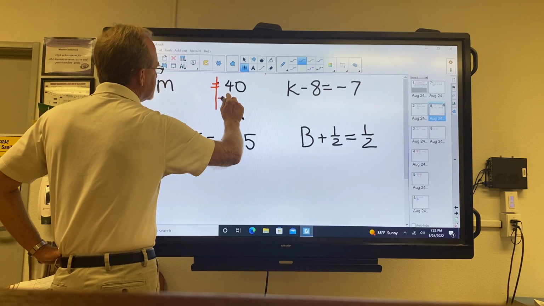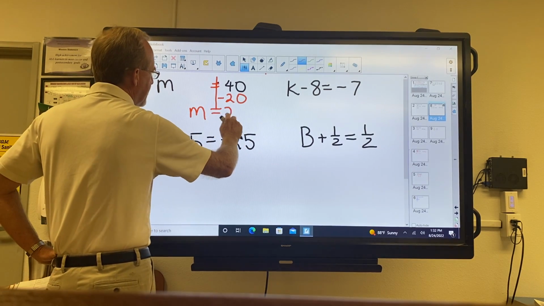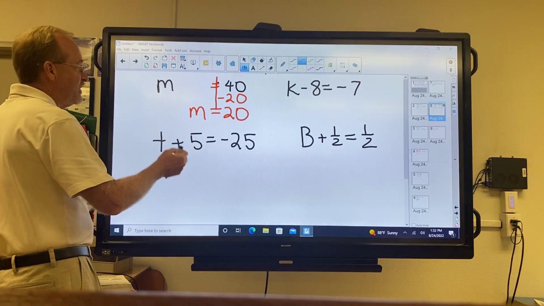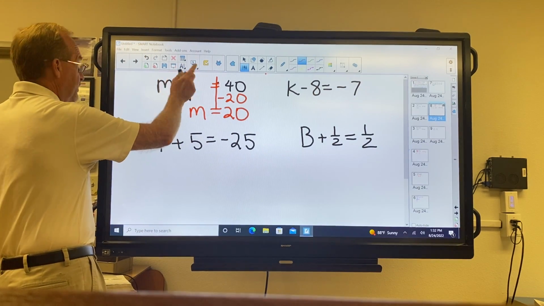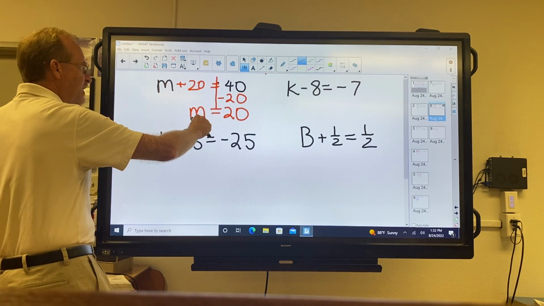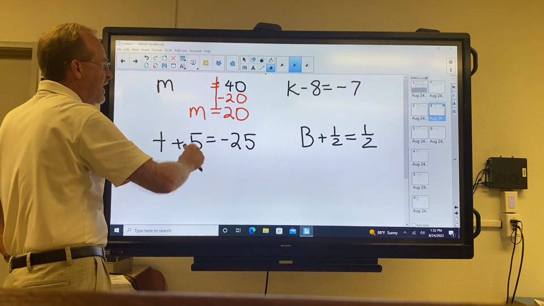However, if we do it to one side, we got to do it to the other. And so, oh, isn't that nice? m is equal to 20. And that works in the equation, because remember, here we had m plus 20. If you go 20 plus 20, that equals 40. So that works out very nicely.